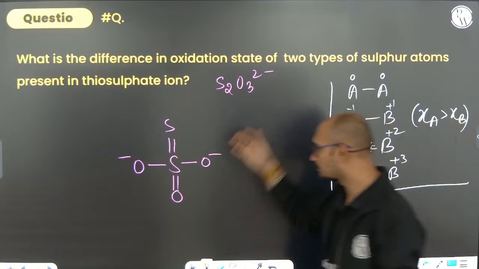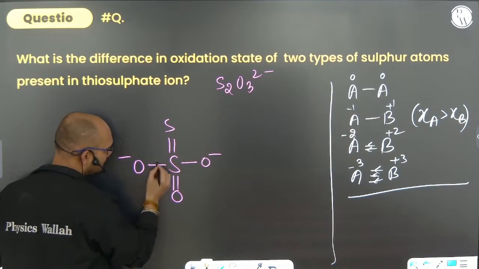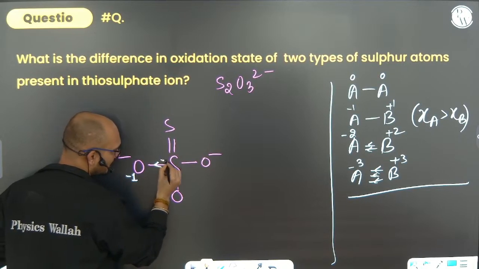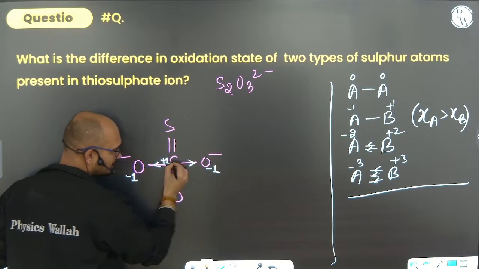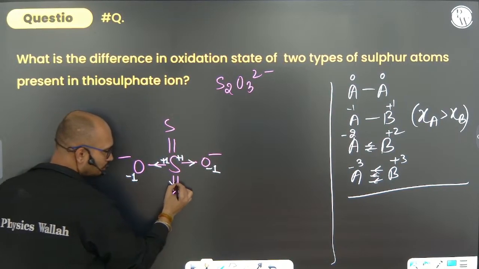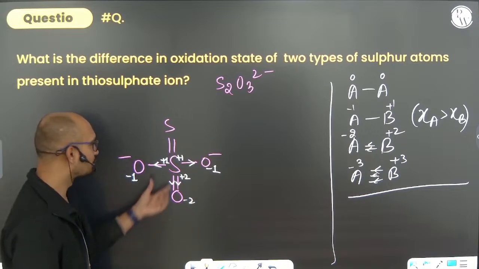So let us look at such questions here. What about this sulfur and oxygen? Who is more electronegative? Oxygen. How many bonds are there? 1. So it will be -1. So sulfur will get +1. What about this bond? Here it is -1. What about this sulfur? +1. Okay. What about this S double bond O? There will be -2. How much will the sulfur have? +2.